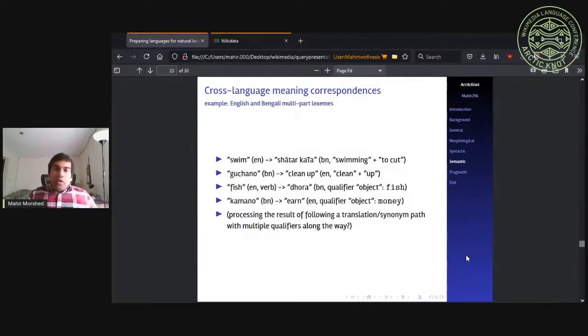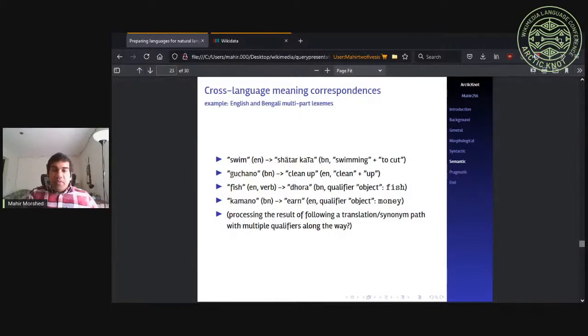In terms of how to do this with multi-part lexemes, here's some examples between English and Bengali. The first two are sort of instances which I would understand there to be sort of idiomatic meanings for the terms on the right. So swim in English is mapped to a verb phrase meaning essentially cutting swimming or something like that. But shatarkata has the idiomatic meaning to swim, and it's consistent in that regard. So it's possible to have a separate lexeme for shatarkata and then adding the meaning to swim in that case.